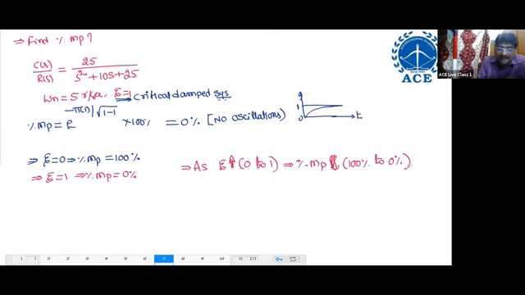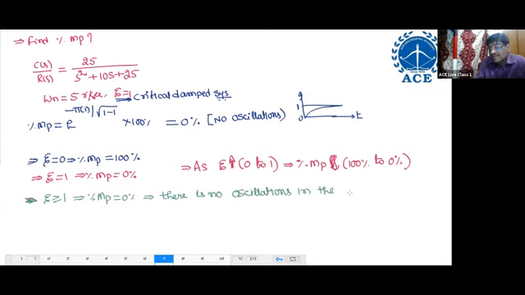Next, if zeta is greater than or equal to 1, what happens? Then the percentage of MP equals 0%, because there are no oscillations in the response. There is no oscillation in the response. Okay?